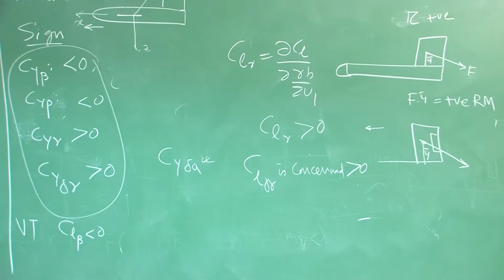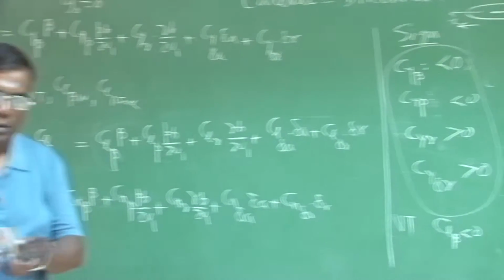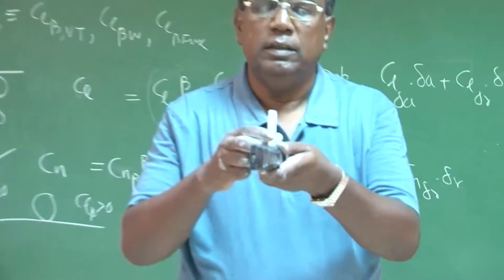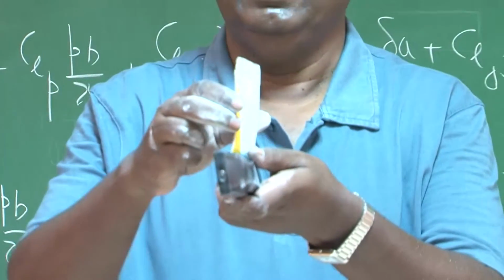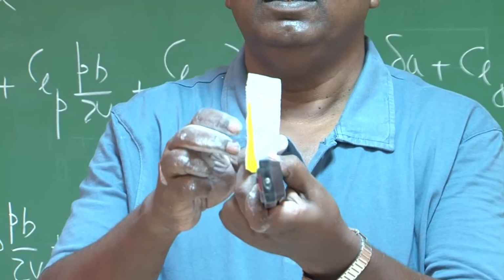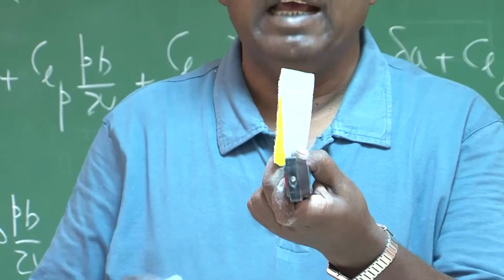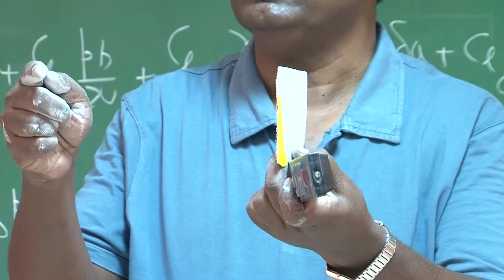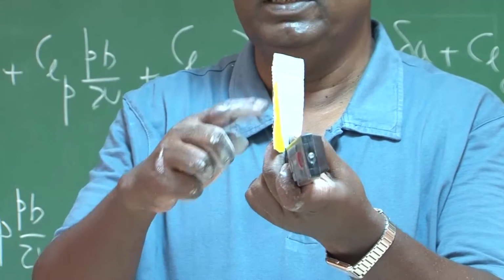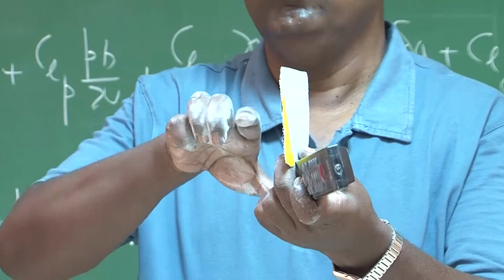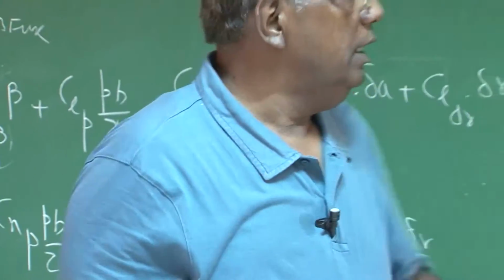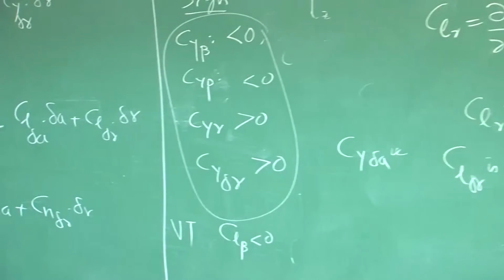I repeat here again with this small example. If this is the fuselage, this is the rudder, and I deflect it like this, which is positive by convention, which everybody agrees, then as it moves forward, the force is in this direction, and this force into this distance from the center line will give a positive rolling moment. That is why CL delta R is positive.